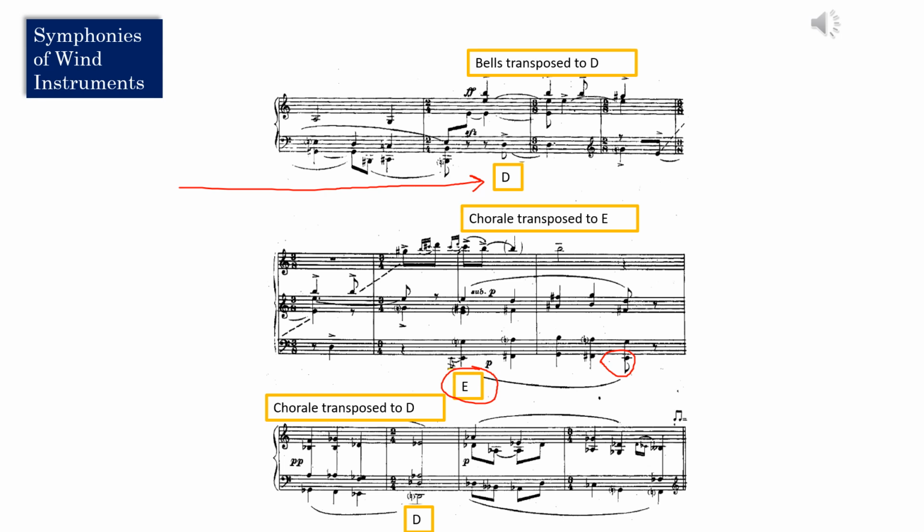Here's the bells motive transposed down to D. Chorale comes back ending on E, then to end on D, and that concludes the large first section of this piece, which is a piece of maximum contrast, but one that is also bound together by the large-scale statement of this F-E-D motive.